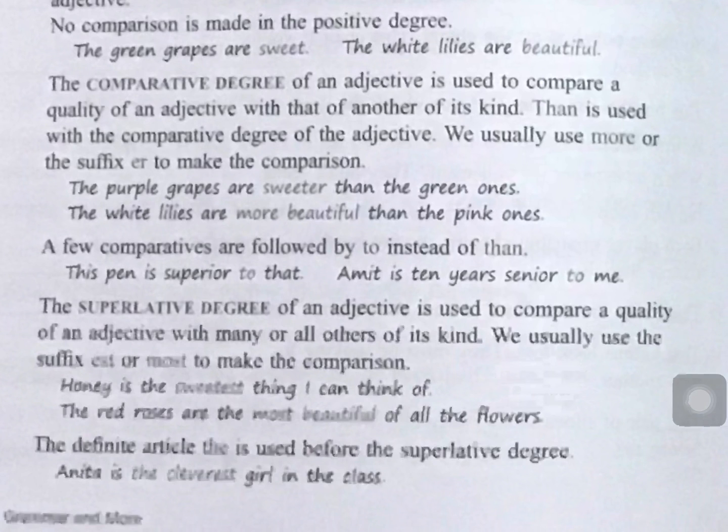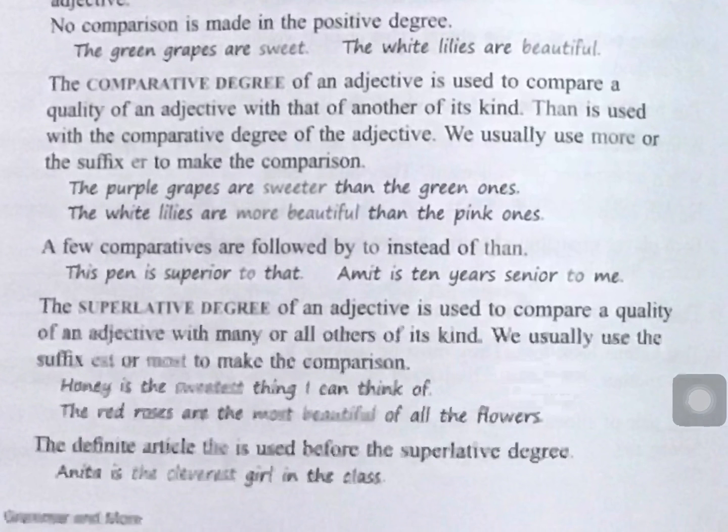Sweetest, and always remember before the superlative degree the will be there. It's mandatory. You have to observe that also, and you have to remember. Honey is the sweetest thing I can think of. The red roses are the most beautiful of all the flowers. Here the red roses, in the flowers category, they are making comparison. They have told you with many or all others of its kind only, not to others. Comparison is made in its kind only. The definite article the is used before the superlative degree.